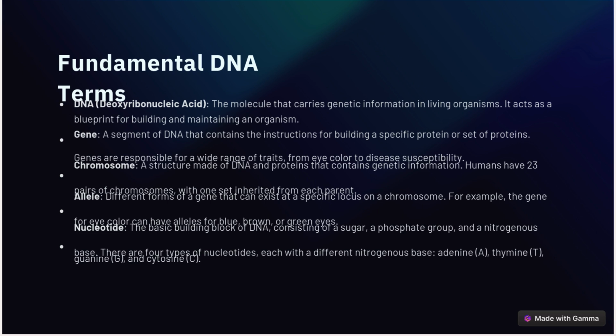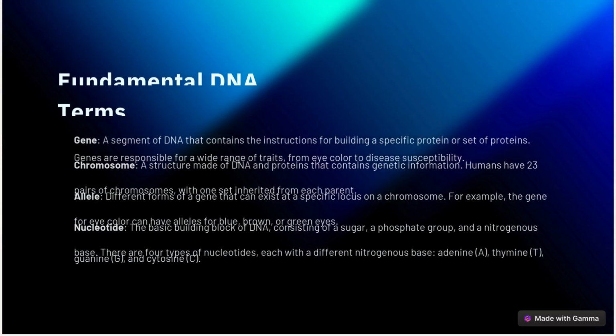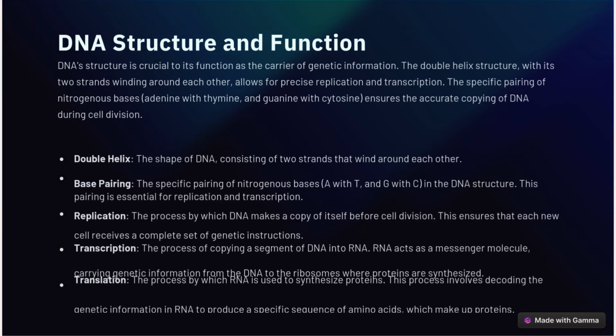Allele, different forms of a gene that can exist at a specific locus on a chromosome. For example, the gene for eye color can have alleles for blue, brown, or green eyes. Nucleotide, the basic building block of DNA, consisting of a sugar, a phosphate group, and a nitrogenous base. There are 4 types of nucleotides, each with a different nitrogenous base: adenine, A, thymine, T, guanine, G, and cytosine, C.